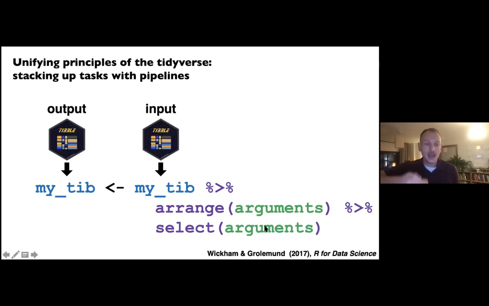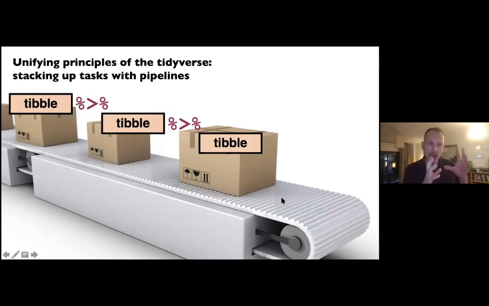You're sort of creating a pipeline. It's really like thinking about this in terms of a conveyor belt, where you have a tibble, you pipe it to some function that also creates a tibble, and you pipe it to another function that also creates a tibble. So you can create something like, for example, a plot where you want to exclude missing data beforehand.